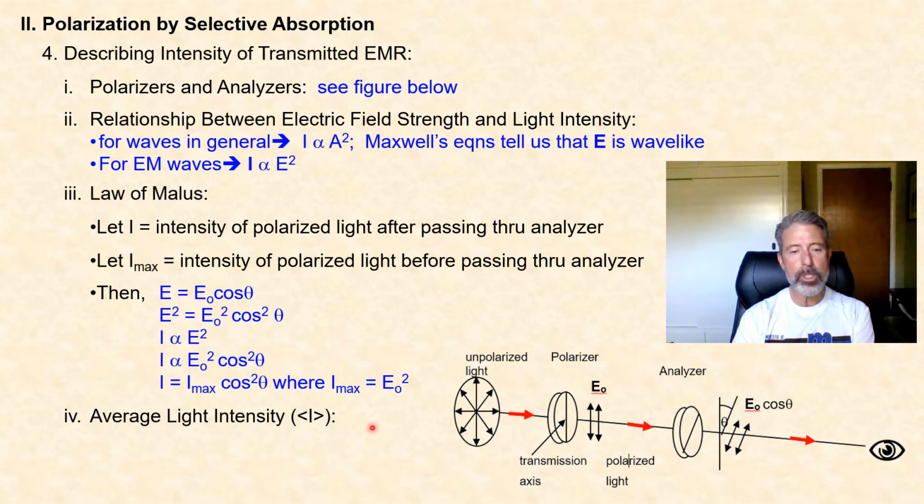So here, we'll just say, when you talk about average light intensity, if we look at this relationship here, I equals I max cos squared theta, I max is a constant, but what is the average value of cosine squared theta? Well, cos squared theta oscillates between 0 and 1. The average value of that is simply 1/2. So we can say here that the average light intensity goes like the maximum light intensity of our polarized light before passing through the analyzer times the average value of cos squared theta, which is just 1/2.